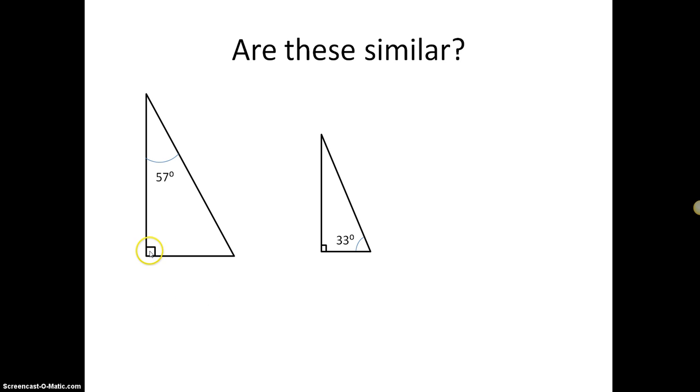So I do the same thing I did before. 180 minus 90 minus 57 is 33. So that's what that third angle is. So this angle here is 33 degrees, which means I have at least two angles that are the same. I have the 90-degree angles, and I have the 33-degree angles. So yes, these triangles are also similar.